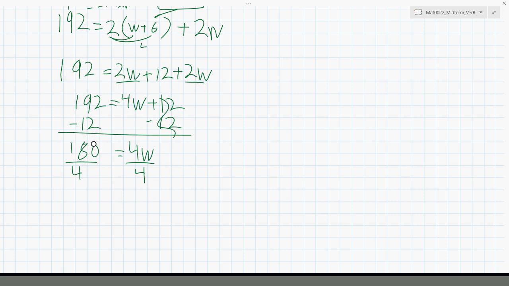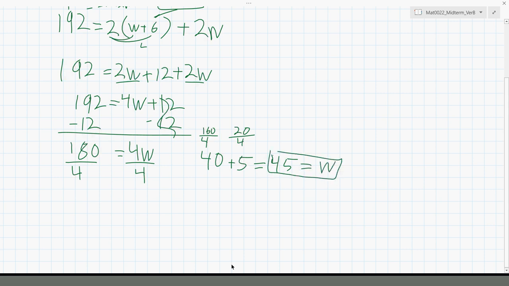Actually, we may not be able to do that one. It's not going to be a flat number. Okay, so if we did 160 and then we added 20 more onto it, that would be adding 5 more. So 160 divided by 4 is 40, right? So we'll know that we have 40 from 160, and then we've got 20 left over, right? Divided by 4, which is going to be 5. So we're going to add 40 and 5. We're going to get 45 equals W. Cool?